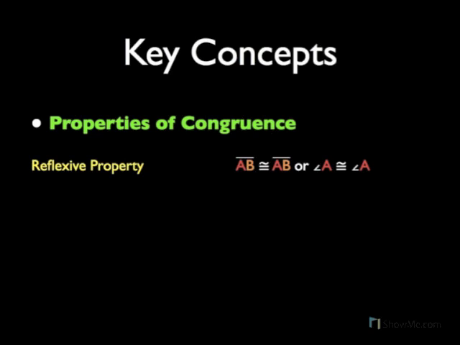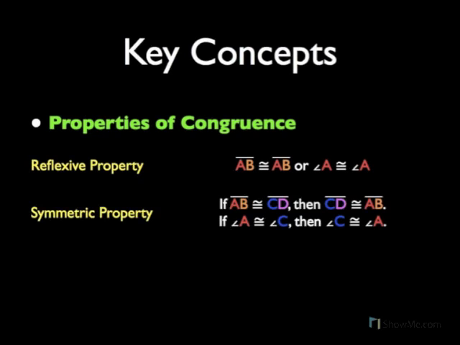The first property of congruence is the reflexive property of congruence. Remember the reflexive property of equality? This is the same thing only for figures. Segment AB is congruent to segment AB, or angle A is congruent to angle A. Any figure is congruent to itself.